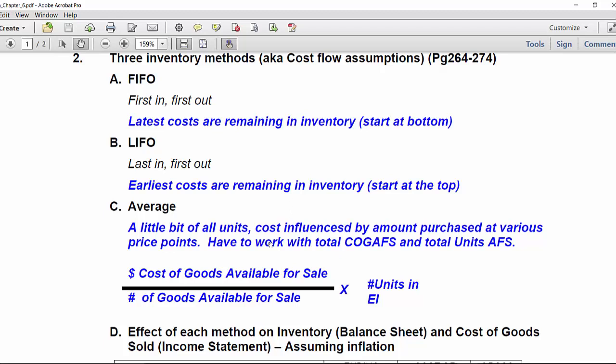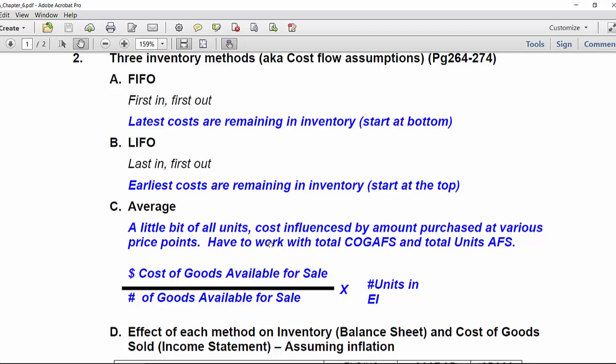Conversely, if we looked at LIFO as our assumption, then we would say that the earliest costs being remaining in inventory, those are the lower costs. And so our ending inventory would tend to be lower. What would that do? It would take the more recent higher costs and send them directly to cost of goods sold as we recorded our sales. So accountants tend to like LIFO because it's a more conservative measurement.